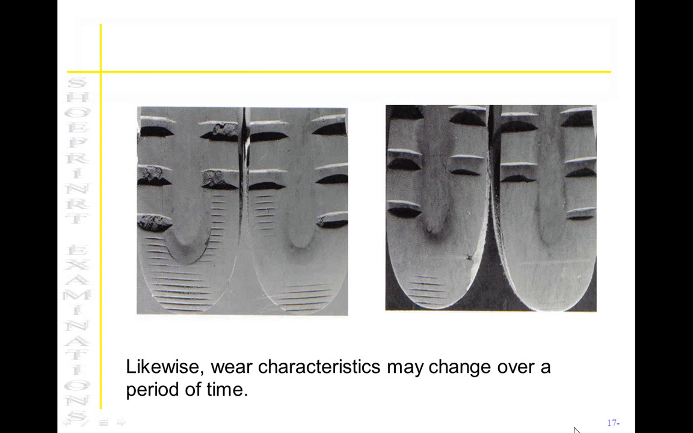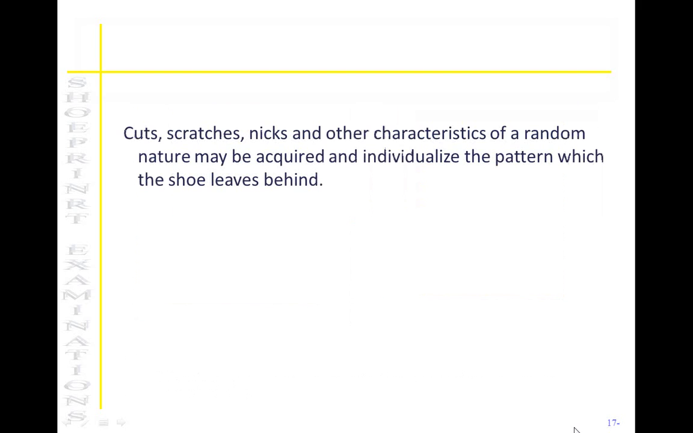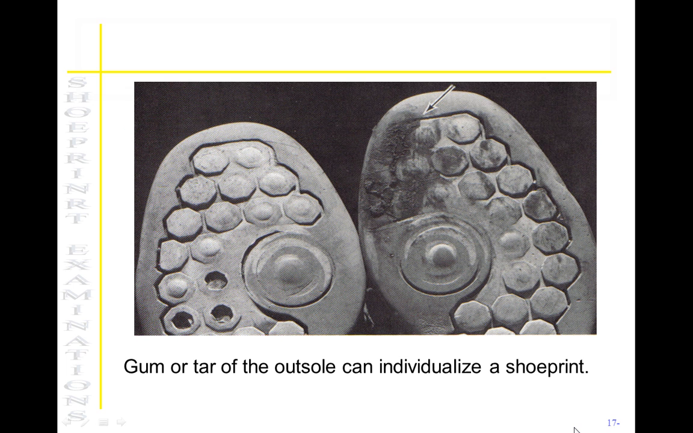Likewise, wear characteristics are going to change over a period of time. There may also be some individual identifying characteristics such as cuts, scratches, nicks, and things like that that might be added to that outsole pattern in a very random nature. So something as simple as this, where somebody steps in some gum, is going to individualize a shoe print that shoe may leave.